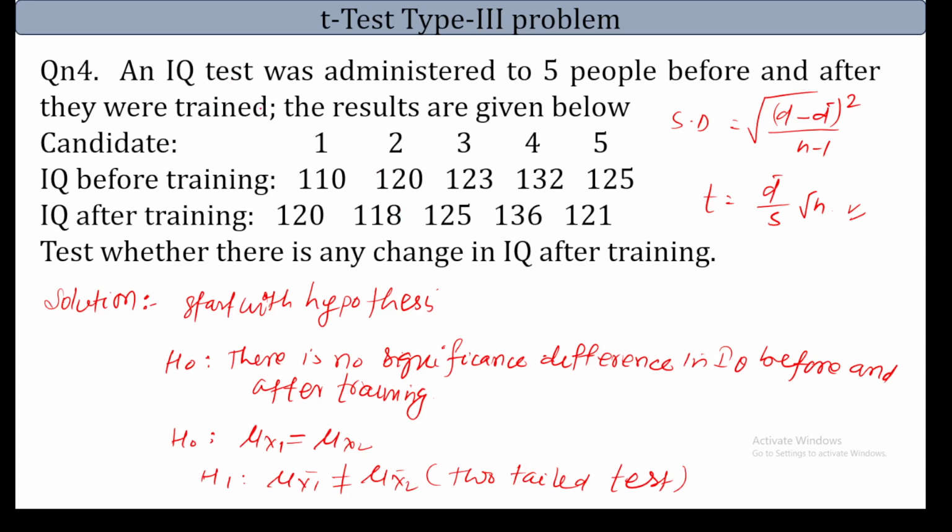Here an IQ test was administered to 5 people before and after training, and they are asking whether there is any change in IQ after training or not. First we have to calculate the d, which can be positive or negative. First you have to start with the hypothesis. This is the null hypothesis.